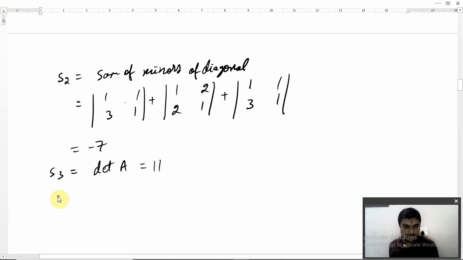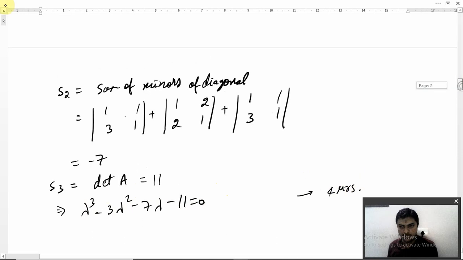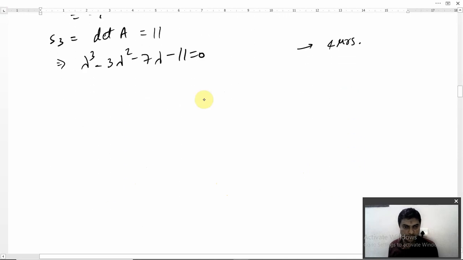Therefore, substituting in the characteristic equation, lambda cube minus 3 lambda square minus 7 lambda minus 11 is equal to 0. If you write this properly, if this equation is correct, then students you are going to get 4 marks. Within 2 minutes you can get the 4 marks.